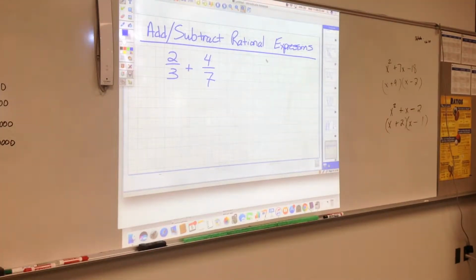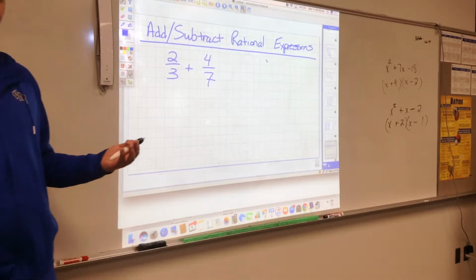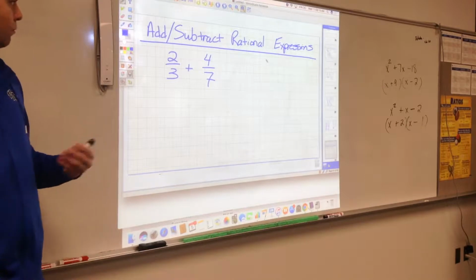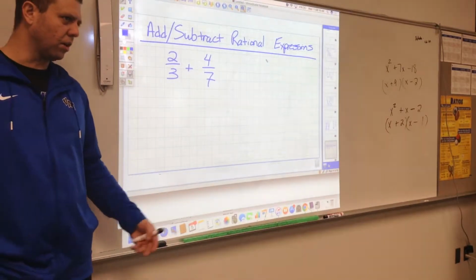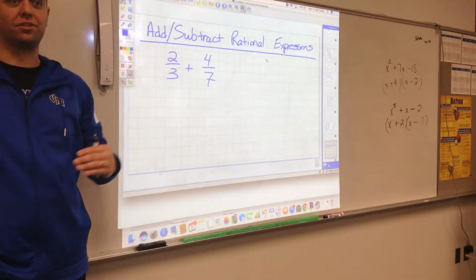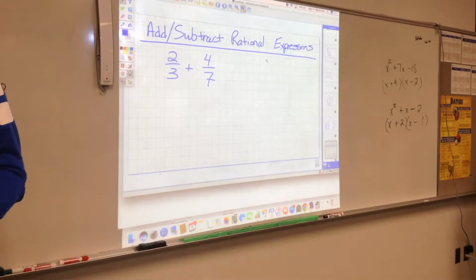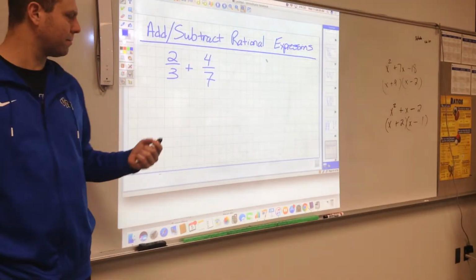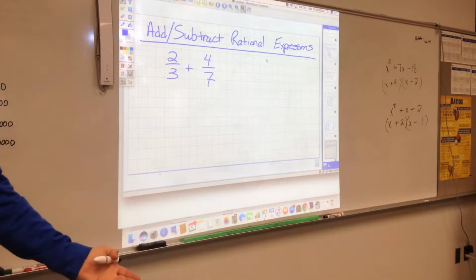I'm going to start by going back to when you had to add fractions in junior high or 4th, 5th grade, whenever it was that you started adding fractions. What makes adding and subtracting more difficult when you're working with rational expressions is you have to have common denominators. When you're multiplying and dividing, it doesn't matter. But adding and subtracting, you have to have common denominators. So that's what makes it a little bit more challenging.